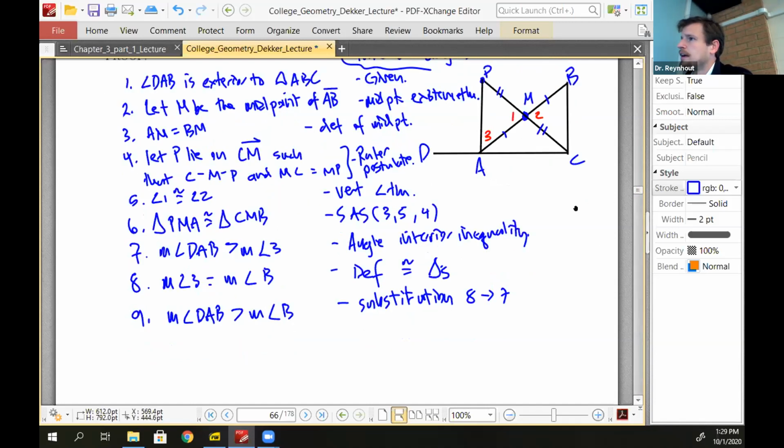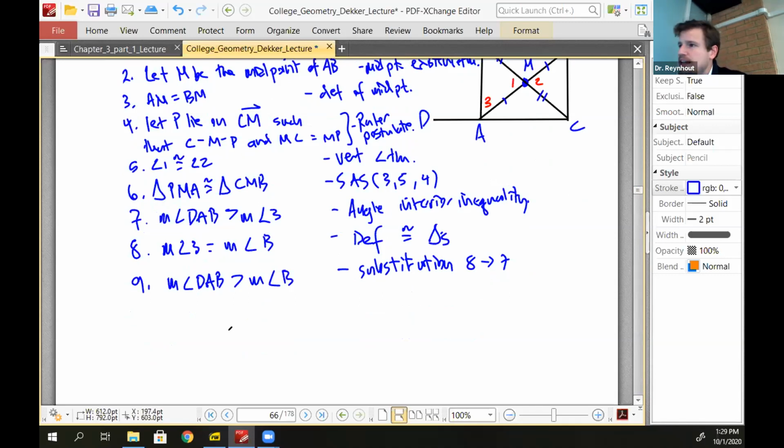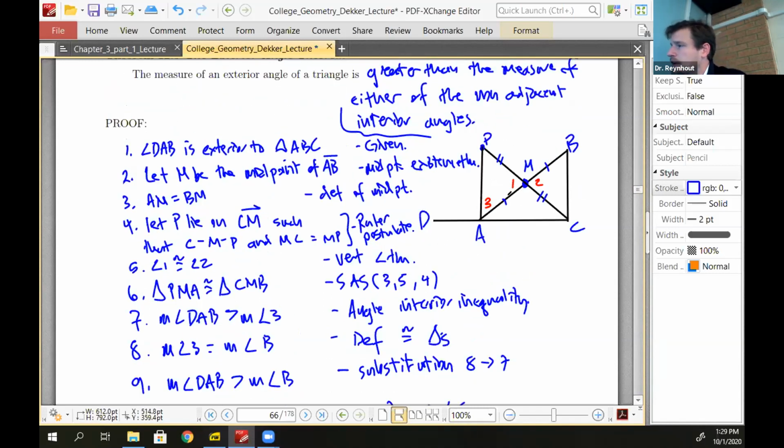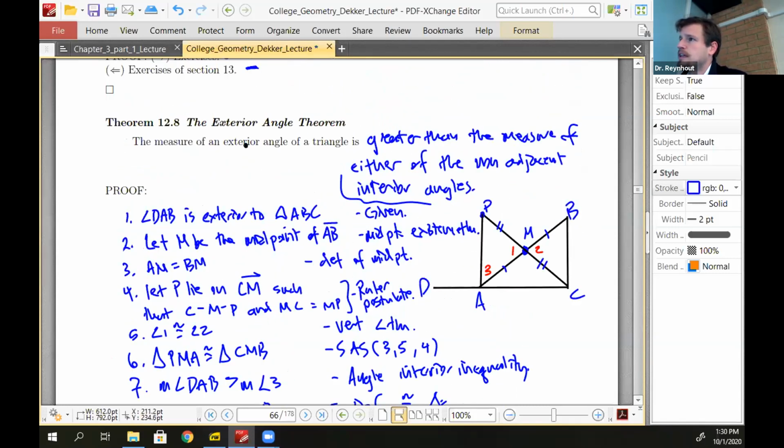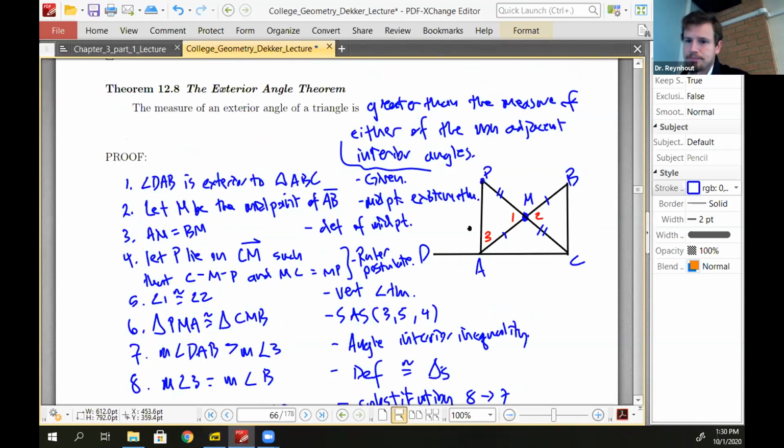So rather than doing all of this work again, we simply say similarly, because as mathematicians we are a little bit lazy sometimes. Similarly, we have that the measure of angle DAB is larger than the measure of angle C. All we would have to do is construct the same kind of triangle and do the same work. It's not the same, but similar enough that we're not going to worry about it. And that's exactly what we wanted to show: the measure of an exterior angle is larger than the others. That's it.